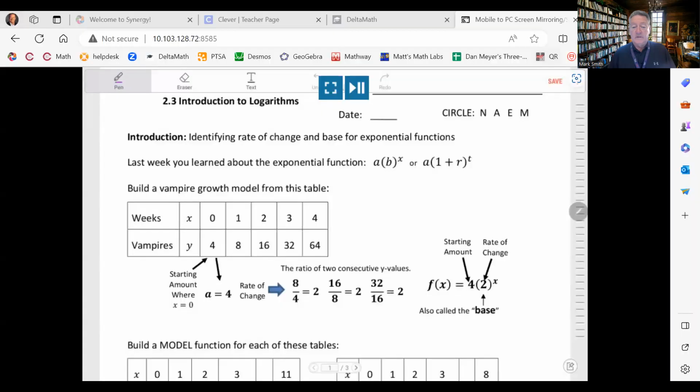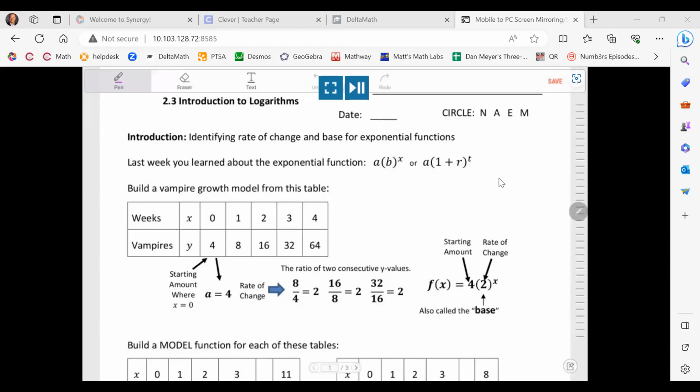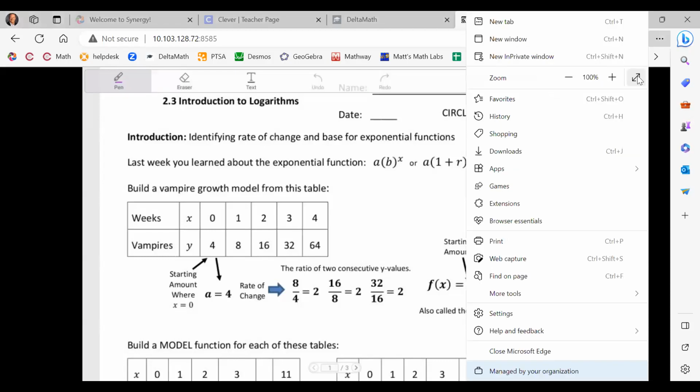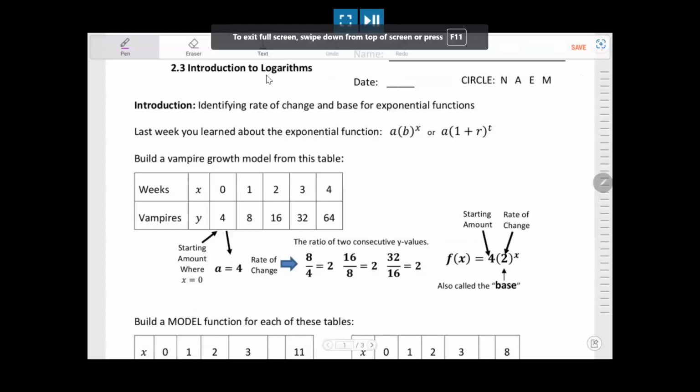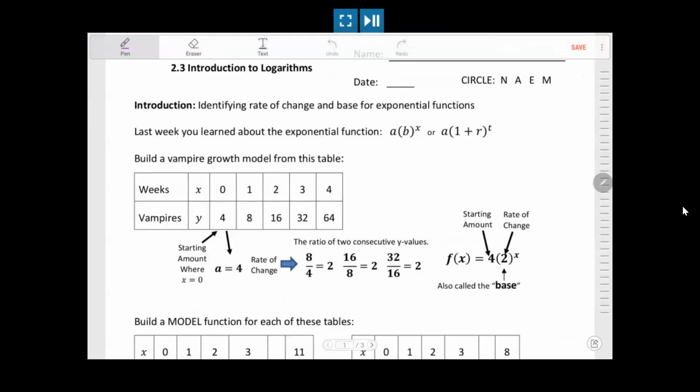Share our assignment. And there it is. We don't need my smiling face there. All right, and here's our assignment 2.3 Introduction to Logarithms.